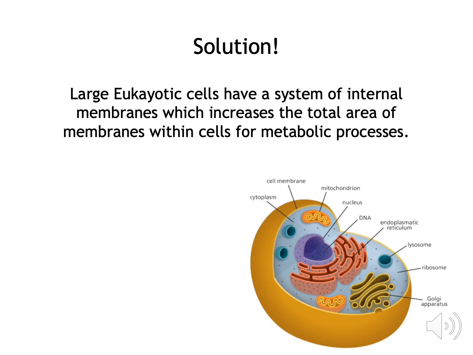And there is a solution. Large eukaryotic cells have a system of internal membranes which increase the total area of membranes within cells for your metabolic processes.